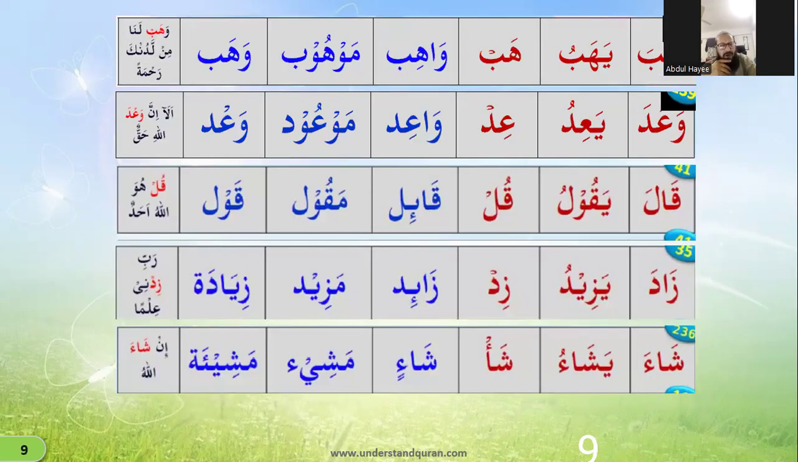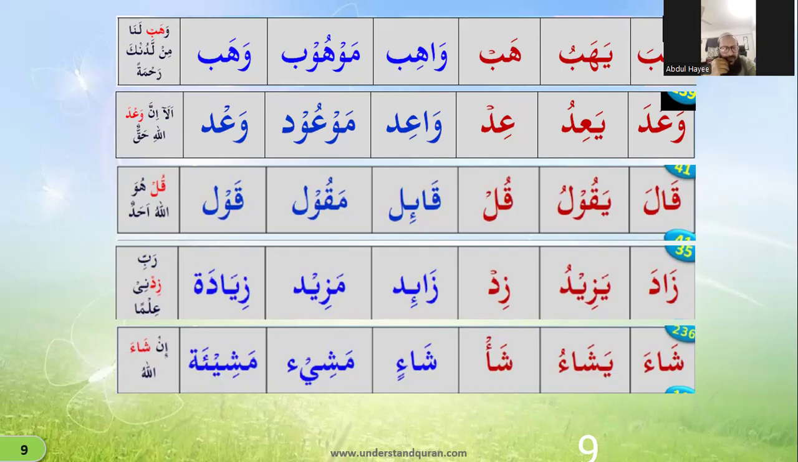The importance is that you should know the first form of Mazi, first form of Mudare, first form of Amr, first form of the Fa'il, first form of the Maf'ul, first form of the Fi'l. Once you know, the rest is easy.